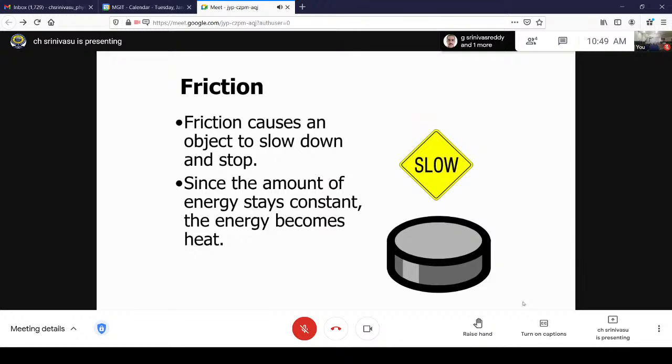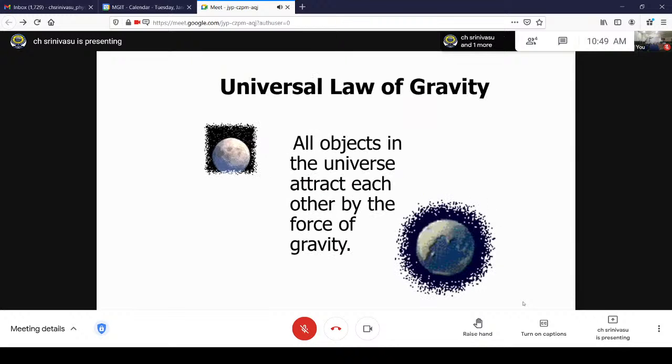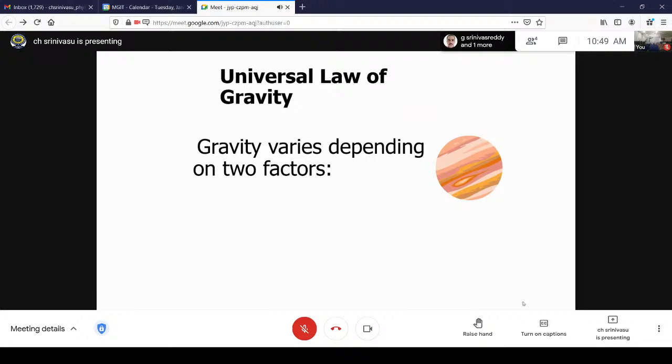All objects in the universe attract each other by the force of gravity. Gravity varies, depends.